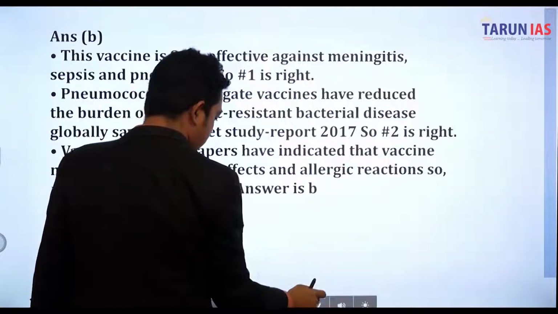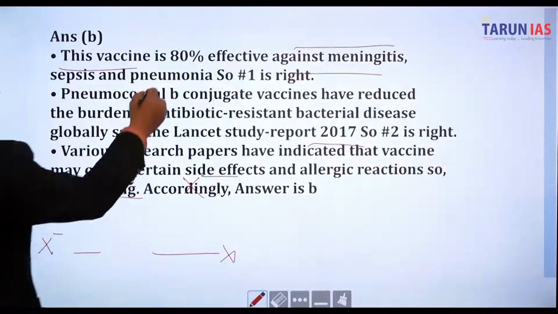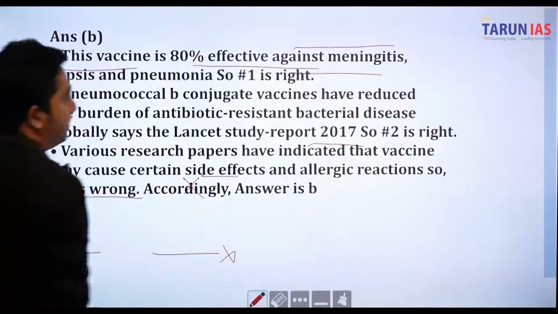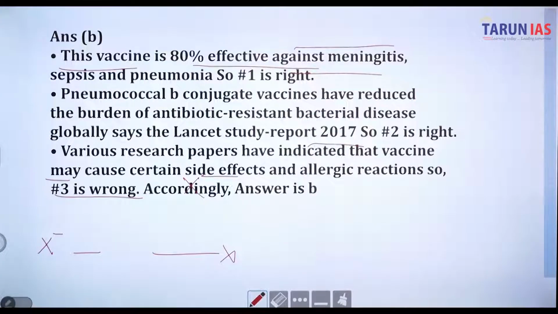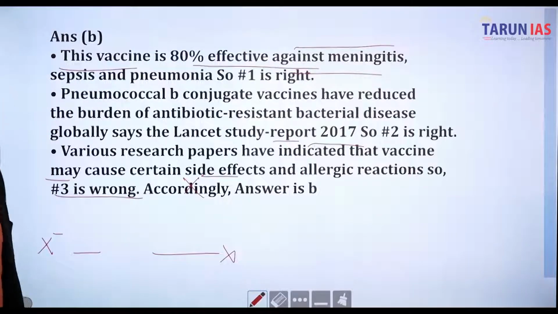Both the statements were correct, as you can see here. This vaccine is 80% effective against meningitis, sepsis and pneumonia. Pneumococcal conjugate vaccine has reduced the burden of antibiotic resistant bacterial disease globally, says the Lancet study report 2017. So the second statement was right. Various research papers have indicated that vaccines may cause certain side effects and allergic reactions. So obviously the third option is the incorrect one.